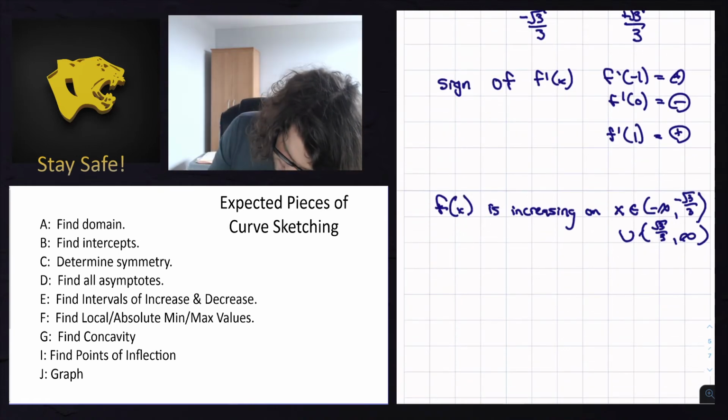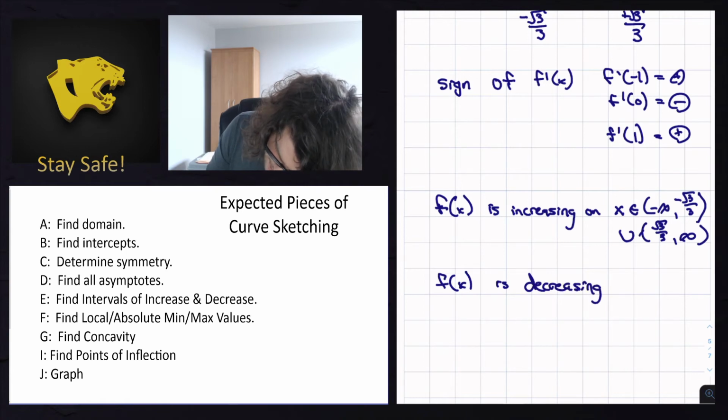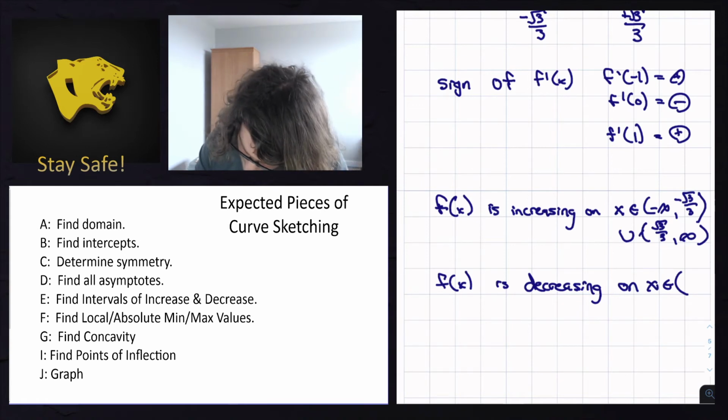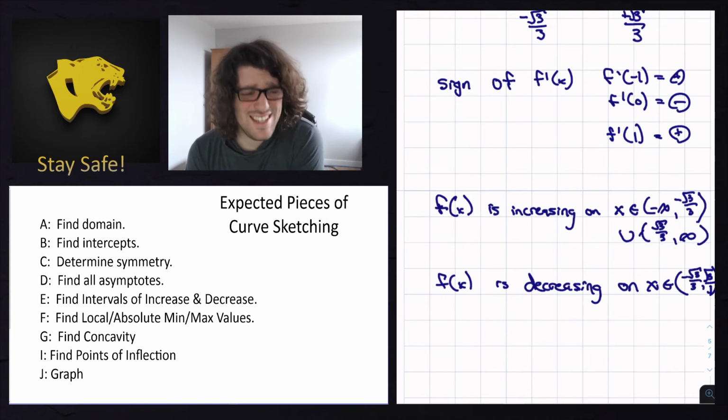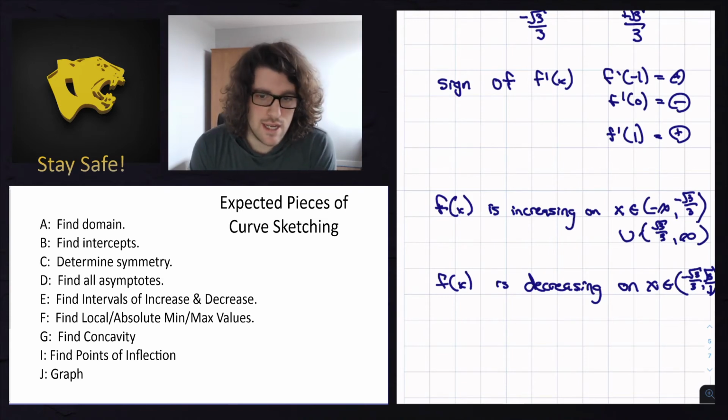And then f of x, the original function, is decreasing on x is an element from, and then it's in between those two, so negative root 3 over 3 to positive root 3 over 3. And I gave myself no room there. Apologies for that. All right, so that is the end of finding intervals of increase and decrease.